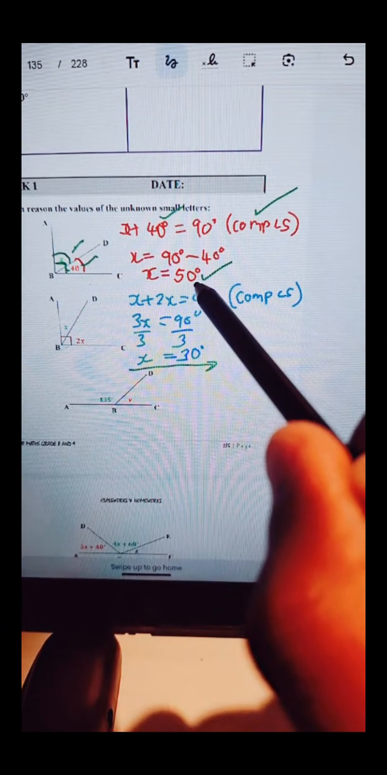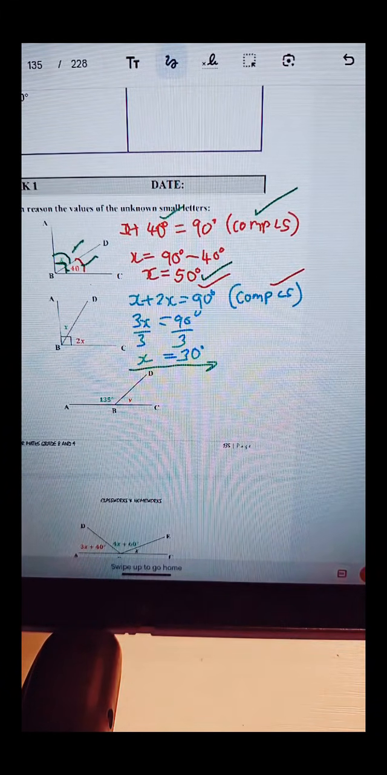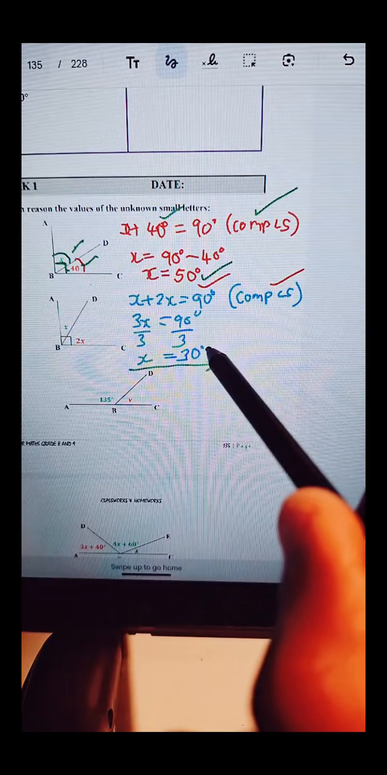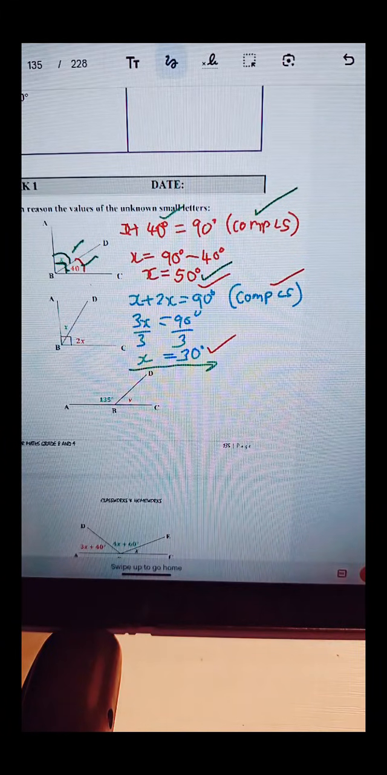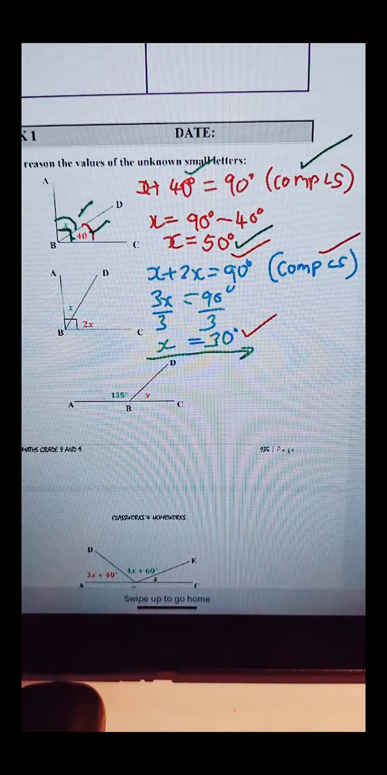So x is equal to 30 degrees, guys. Yes, very good. Beautiful. All those that got it, we get a mark for our statement, a mark for our reason, then a mark for the answer, which is basically a byproduct of us making sure that we manipulate, add and subtract like terms correctly, divide by 3 both sides, get an answer.